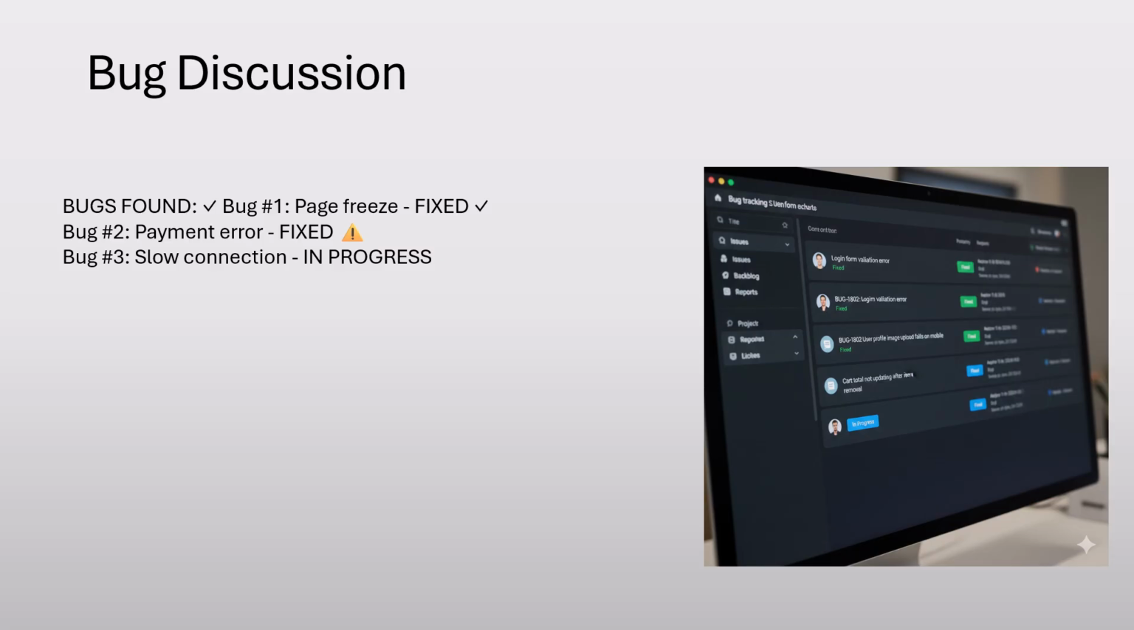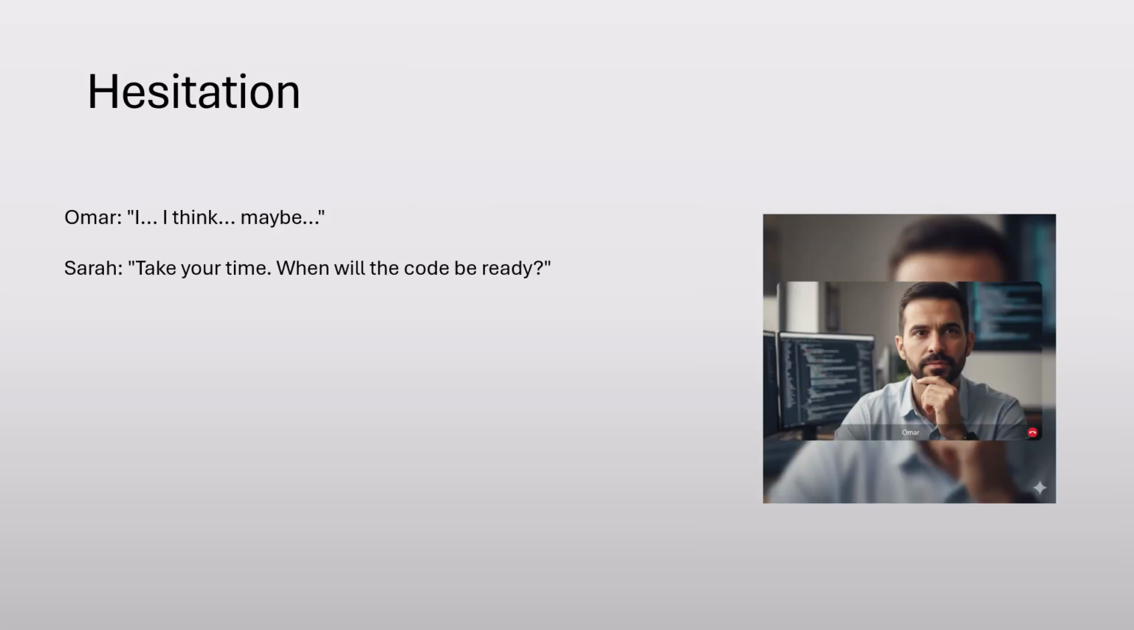Another developer, Chen, joins the conversation. "Omar, when can we deploy this to production?" Omar is not sure what to say. The code is ready, but he wants to test it more. He hesitates. "I think, maybe..." Sarah notices Omar struggling. "Omar, take your time. When do you think the code will be ready to deploy?"